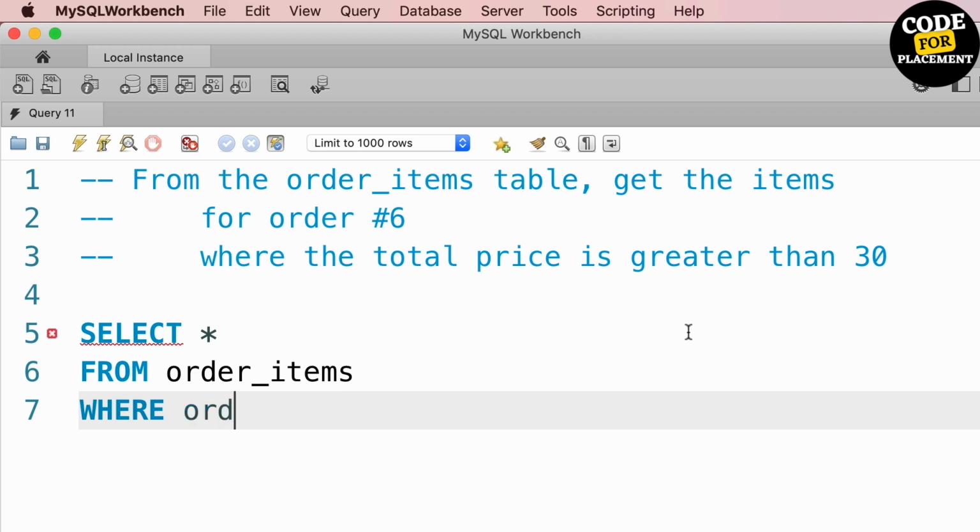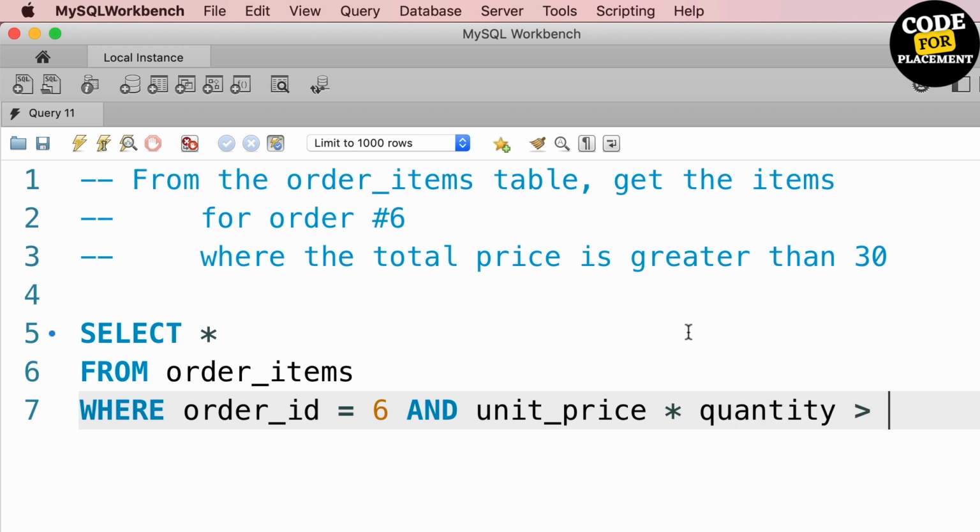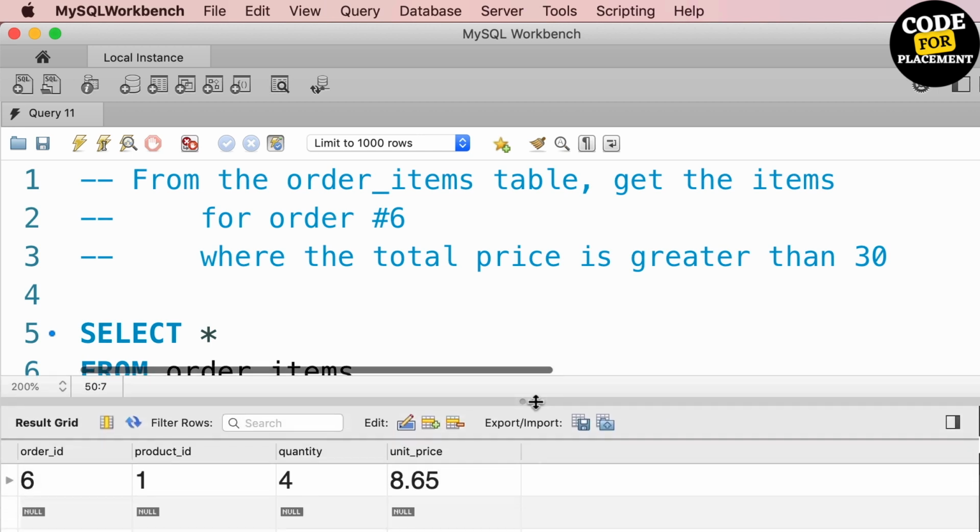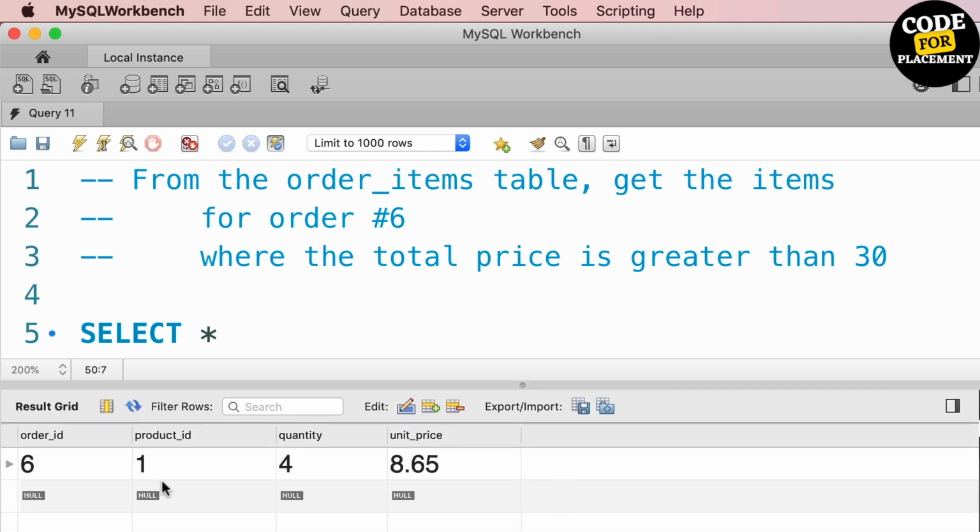So let's go ahead and write a query. SELECT star FROM order items WHERE order ID is equal to 6, and because I have an AND condition, since both have to be satisfied, quantity times unit price is greater than 30. So the total price, it is saying, right? So unit price into quantity is supposed to be greater than 30. You can see I am getting one order. We have 4 as the quantity and overall $8 as the unit price.